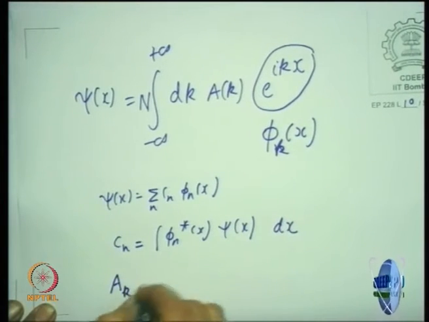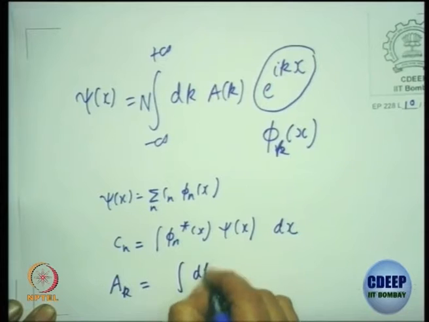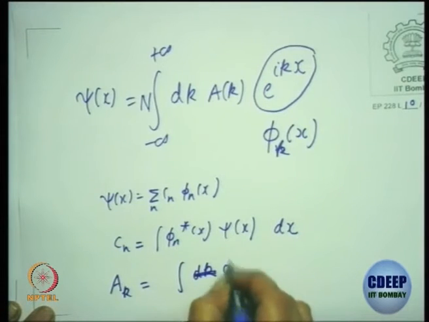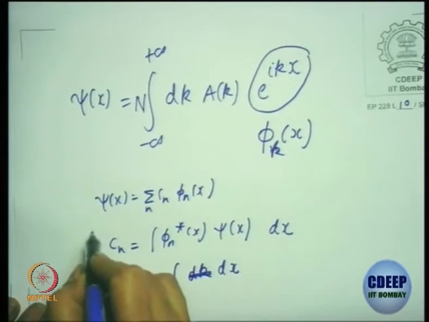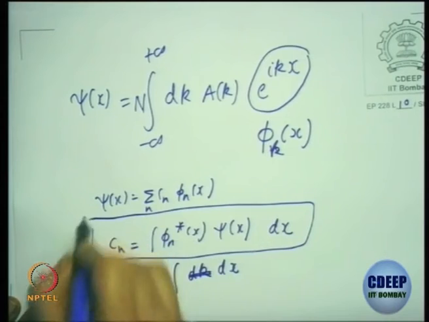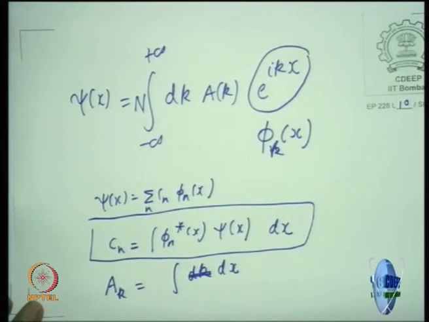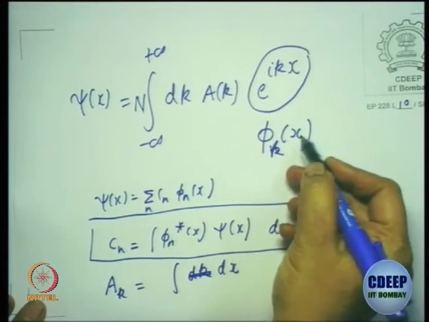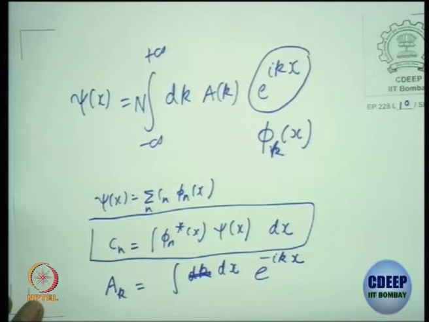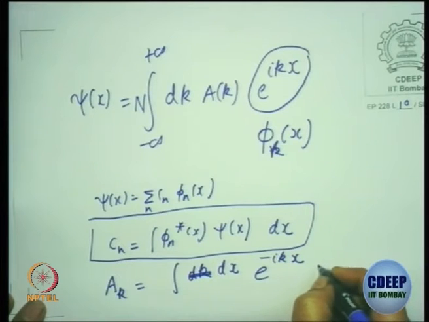So what will A of k be? A of k will be integral over dk, it won't be dk, it is dx. This is what you are going to redo in a continuum. Integral over dx, phi k star of x is what? E to the power of minus ikx. How the minus ikx comes also you can see. This is the inverse Fourier transform times psi of x.